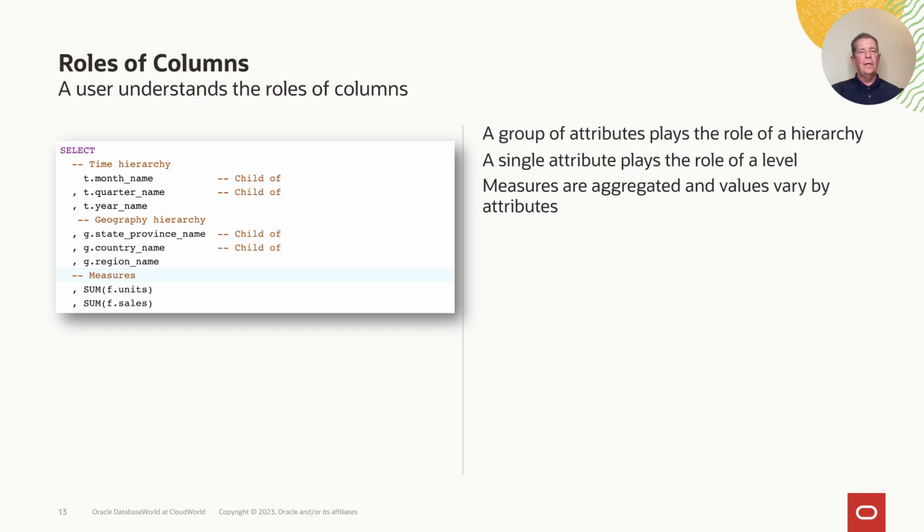Now, next, think about hierarchies. You know this naturally. You can think about year, quarter, month. So a month is a child of a quarter, which is a child of a year. When you write a query like this, you just do it without thinking about it. Well, if you think about it, you're going to organize these into hierarchies.